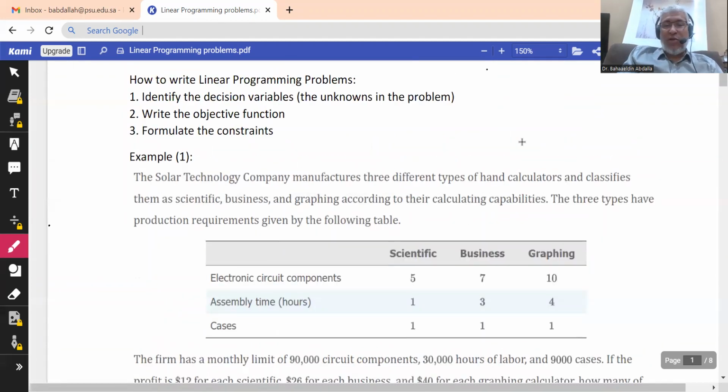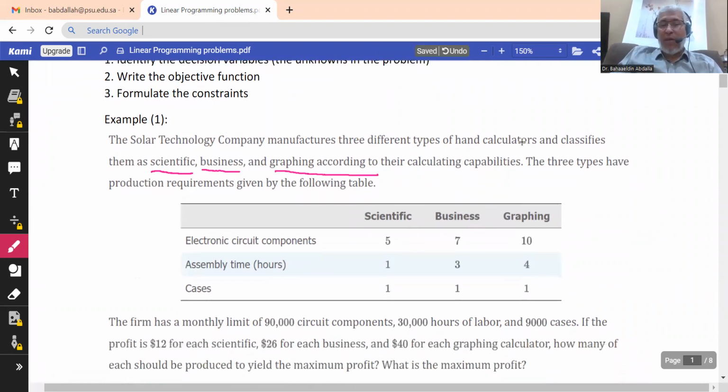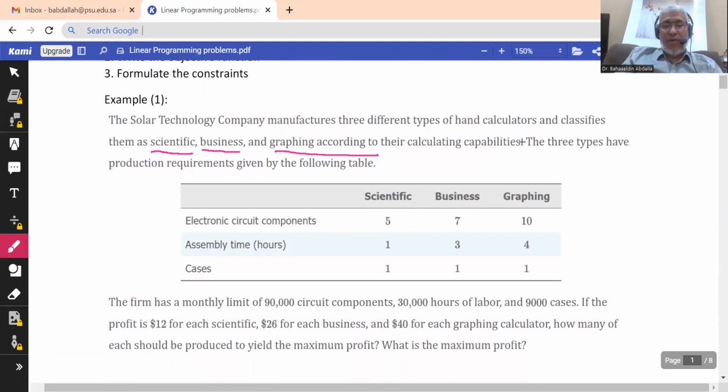So let us start with example 1. The solar technology company manufactures 3 different types of hand calculators and classifies them as scientific, business, and graphing calculators. So these are the 3 different types. And classifies them to their calculating capabilities. The 3 types have production requirements given by the following table.